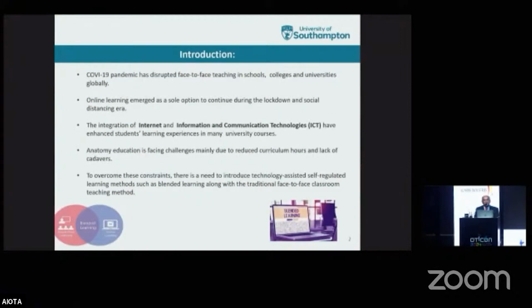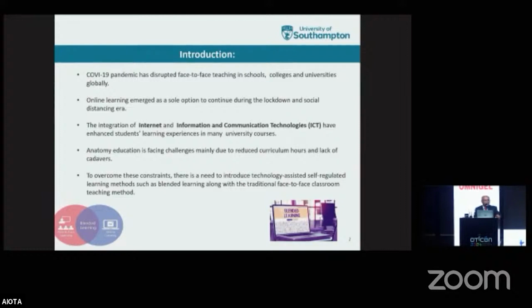As you know, the COVID-19 pandemic has disrupted face-to-face teaching in schools, colleges and universities globally. We already know this, and it has affected all of us. Now, anatomy teaching has faced many challenges during the COVID-19 pandemic, due to reduced curriculum hours and also the lack of availability of cadaver hours. This is actually the case in UK schools.